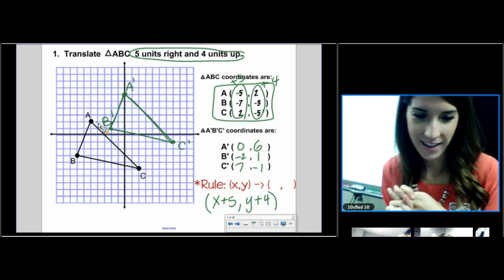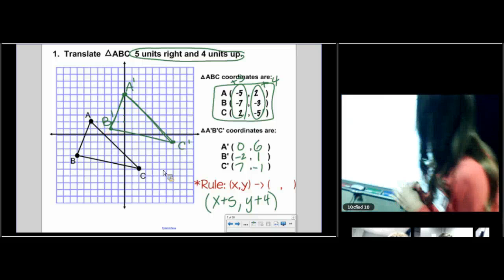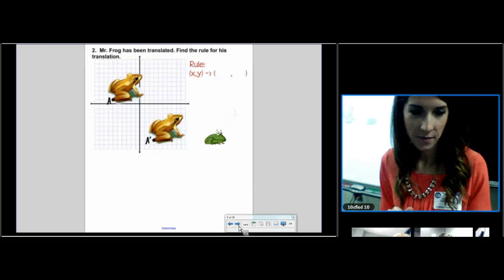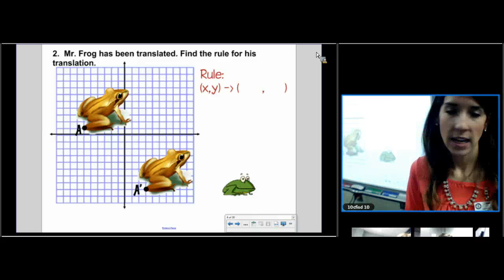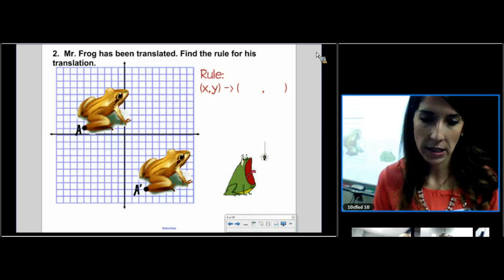Okay. Mr. Frog has been translated. Find the rule for his translation.